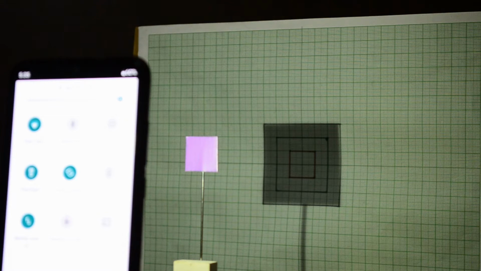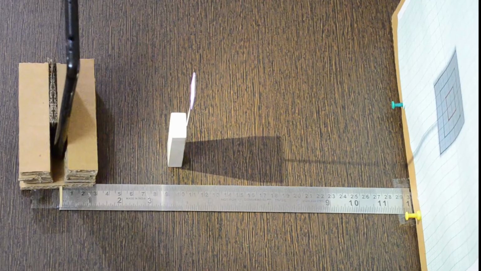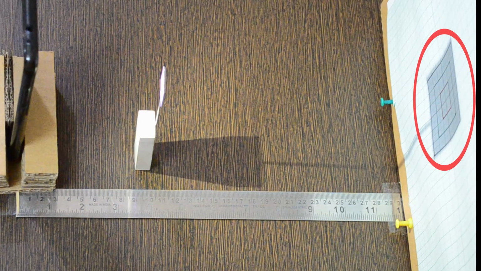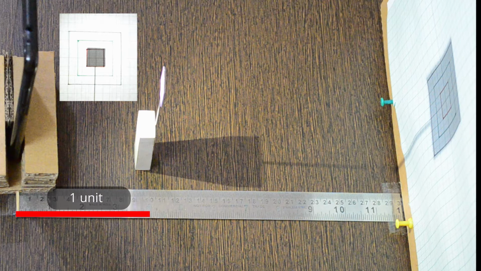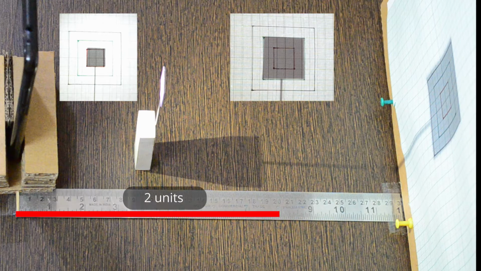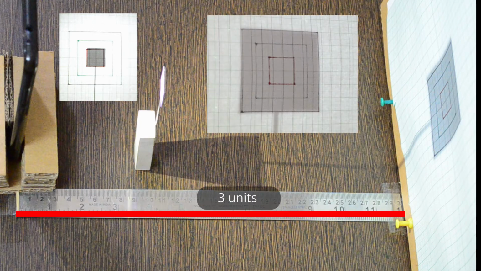What can we learn from this finding? The size of the shadow is proportional to the square of the distance from the source. Let us consider 10 cm as 1 unit. The shadow for the second unit is 4 times, while for the third unit it is 9 times.